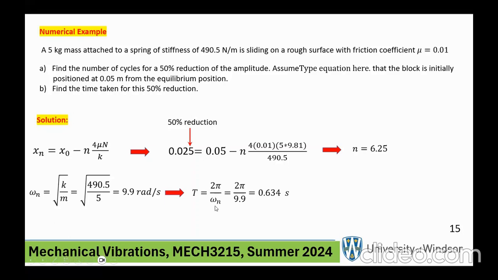And the period is 2 pi over omega n. You just plug in, and you get the period is 0.634 second, and each one of these cycles takes that much. So you multiply 6.25 by 0.634, and you get the answer. It takes about 3.96, almost 4 seconds, for the amplitude to go down to half of what it was.